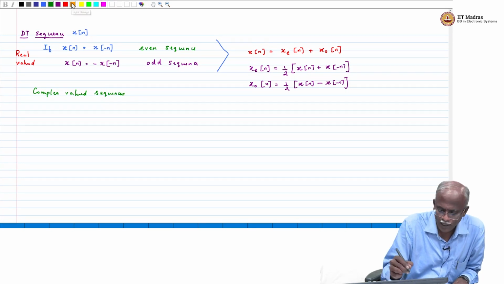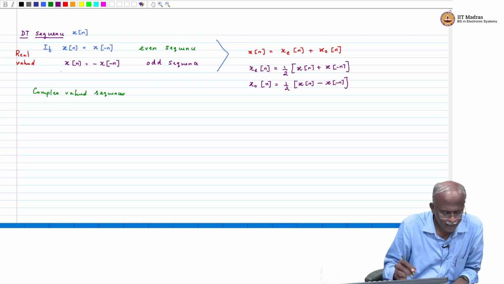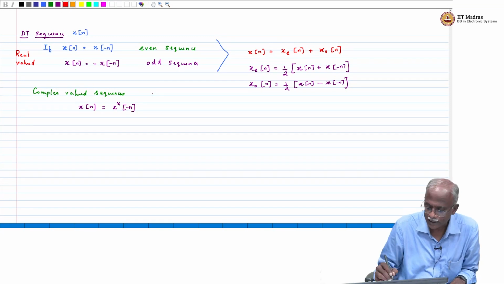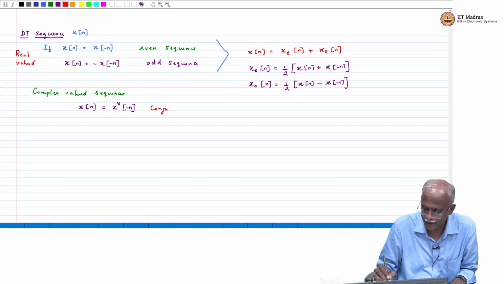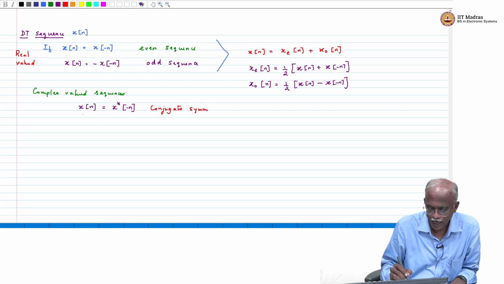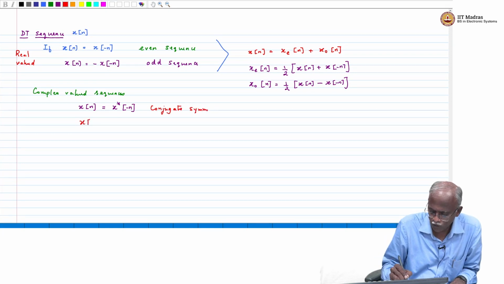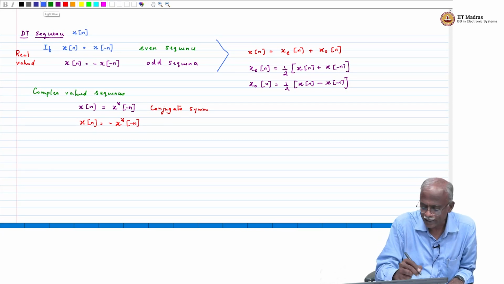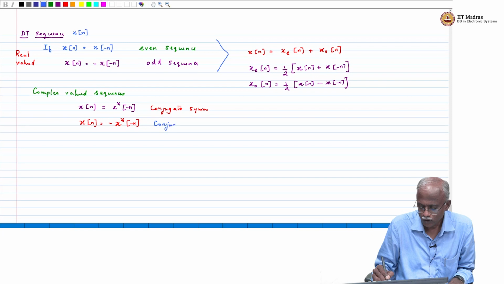This is a case where we don't say even and odd, we call it conjugate symmetric and conjugate antisymmetric. So, if x of n is equal to x conjugate of minus n, okay, in this case, we say that this sequence is conjugate symmetric. And we can also say that if x of n is equal to minus x conjugate of minus n, then it is said to be conjugate antisymmetric.